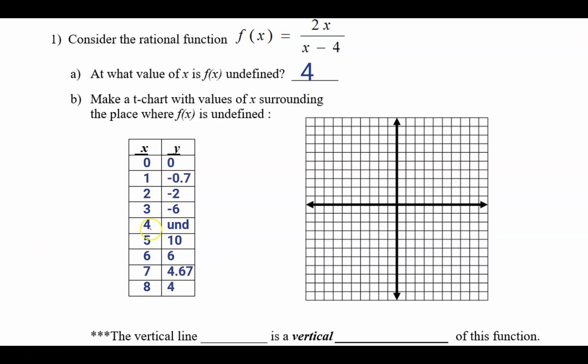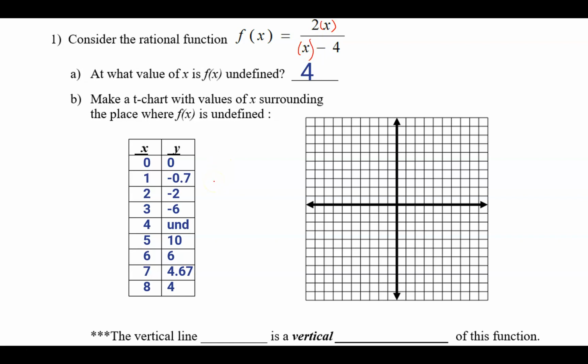So notice when we plugged in 4, we got undefined, right? Because 2 times 4 is 8, but 4 minus 4 is 0. So that's why it's undefined. That's the whole point. Okay? So each of these values were found by plugging them in to this x and this x.